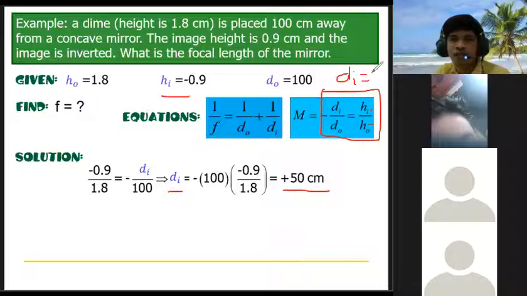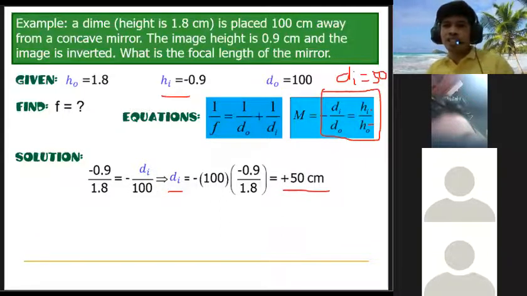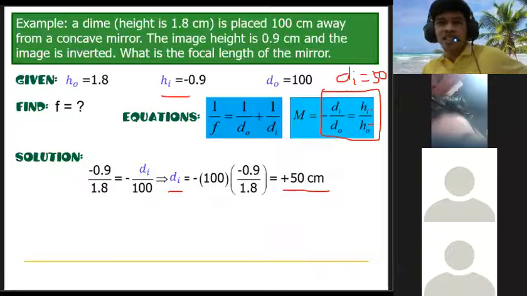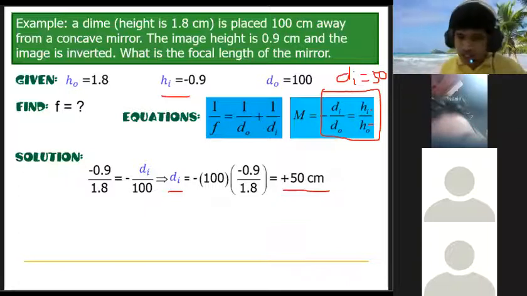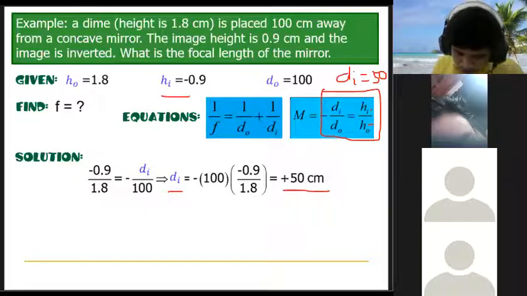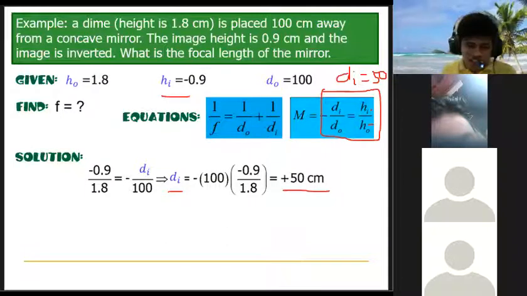Okay, solve for F. Type your answer in the chat box, everyone, please. 5 points for today. Today is September 2. Okay, 5 points.